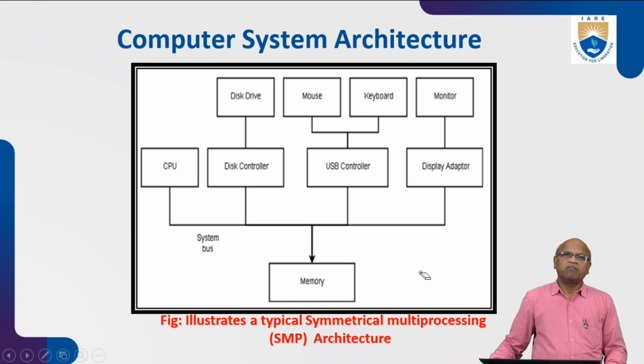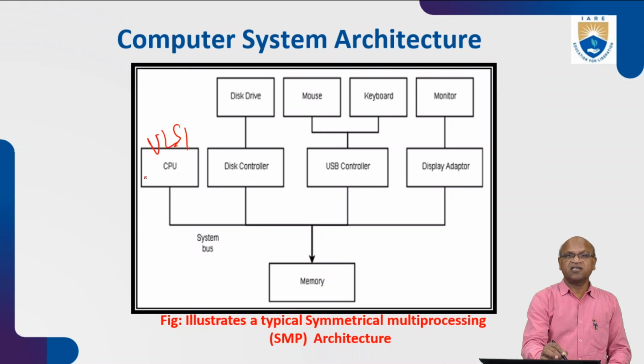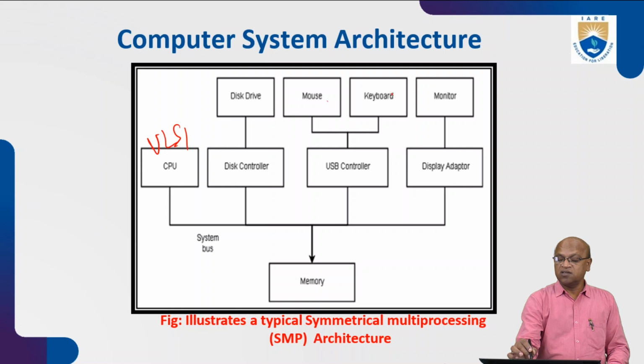Ultimately, your OS is the one coordinating all the functions in the system. Next, this is your computer system architecture. As I explained, your CPU is the main VLSI chip. The others are also VLSI, but the CPU is bigger because it has more binary circuits inside. Your disk drive, mouse, all inputs, memory, USB controller, and disk controller. Once you connect a hard disk, the disk controller will be there on the motherboard.